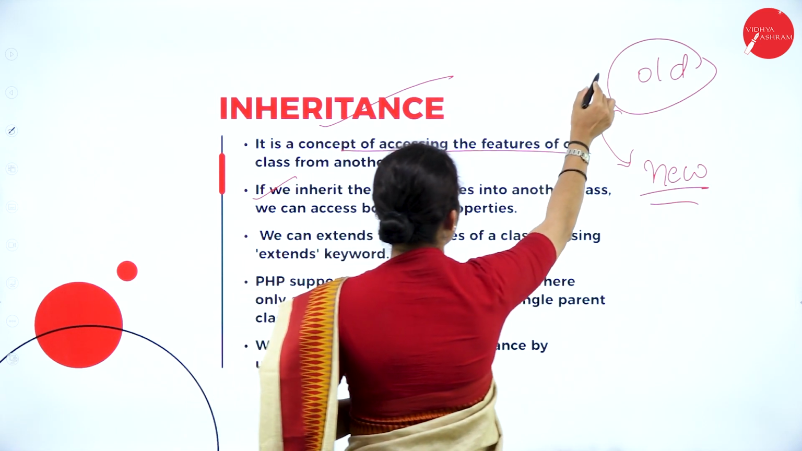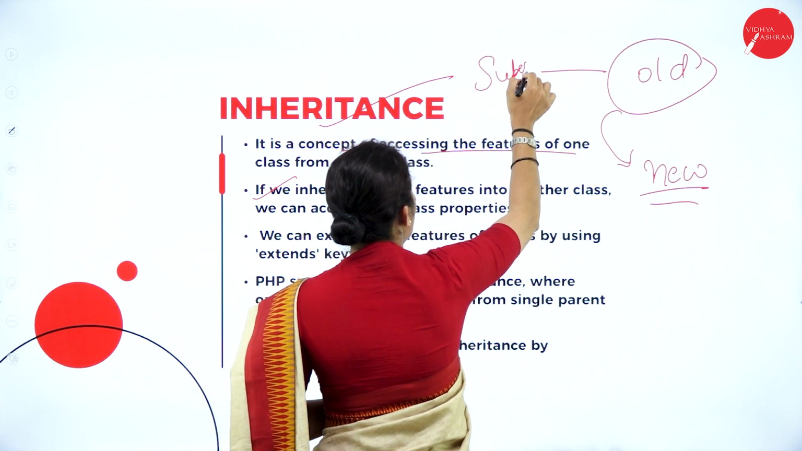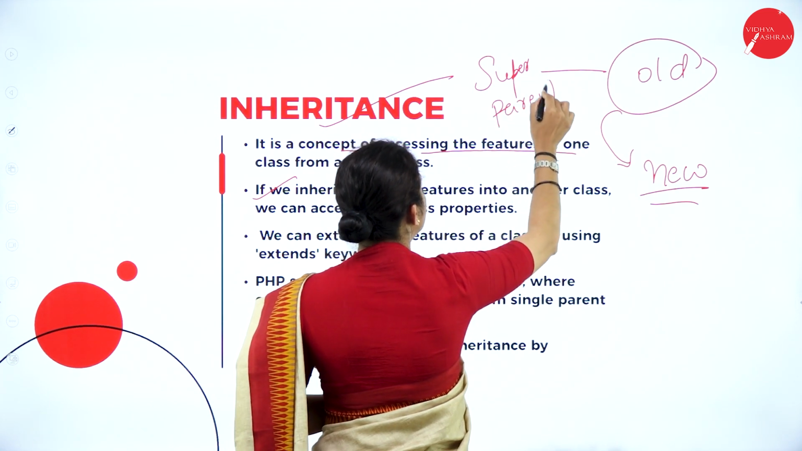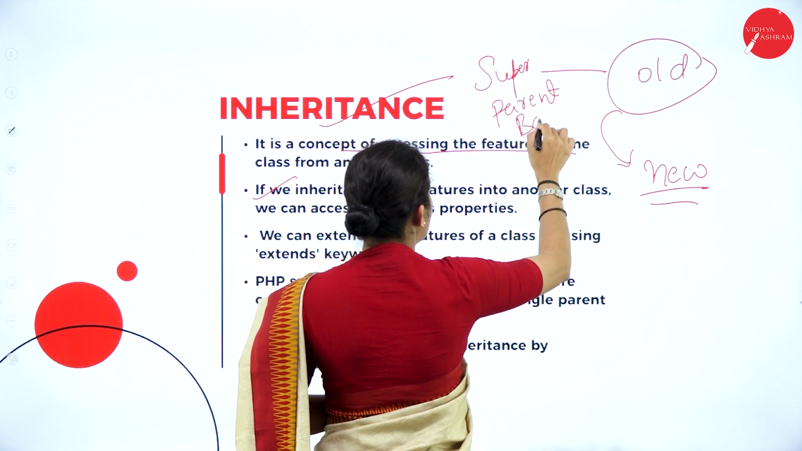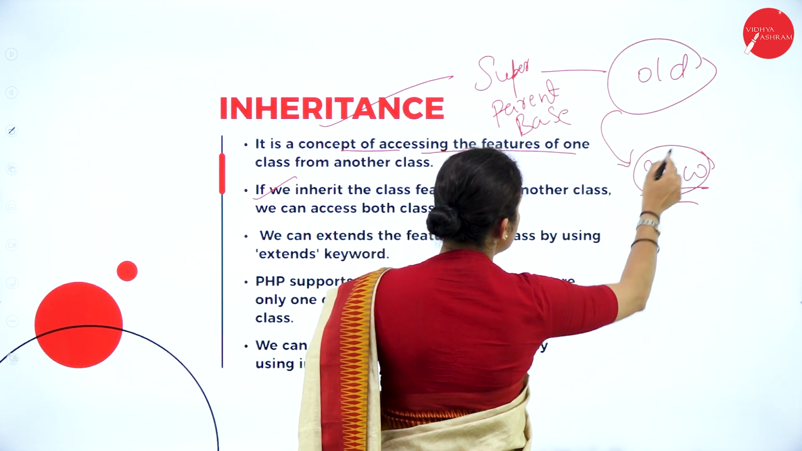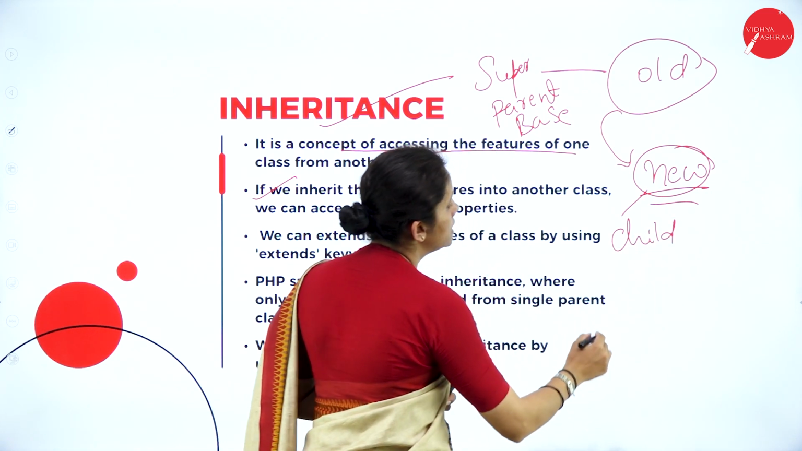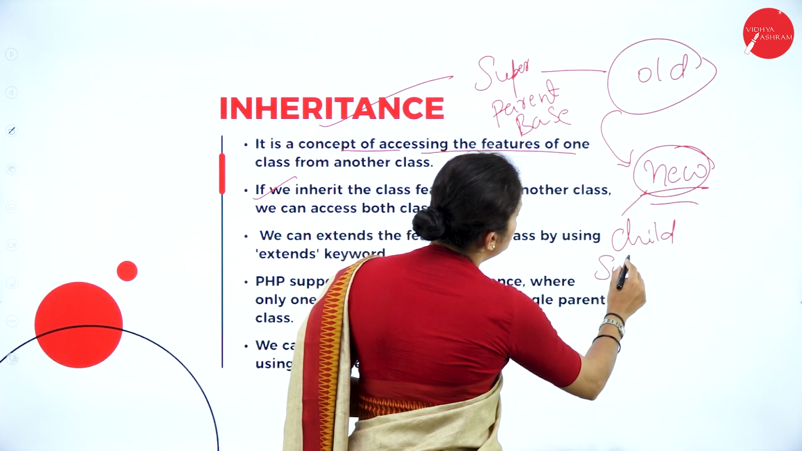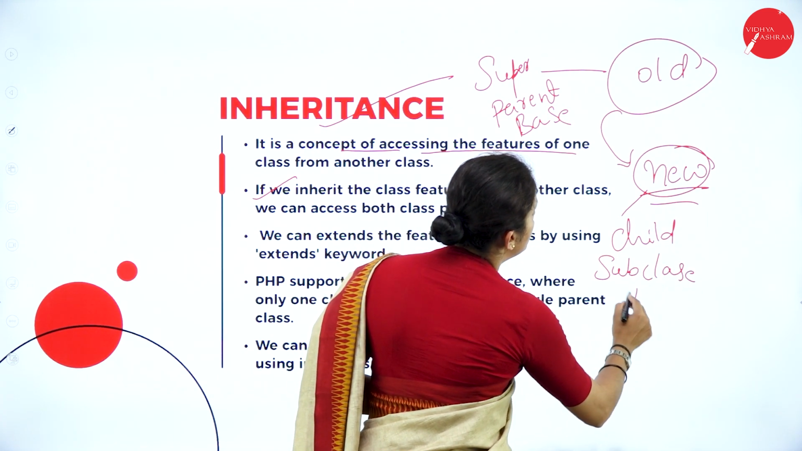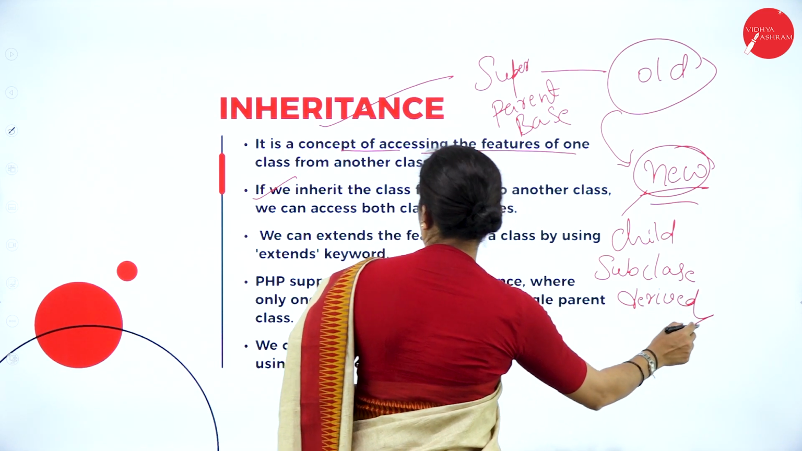This old class is called by the name superclass, or parent class, or base class. And what about the new class? This new class is nothing but the child class, or the subclass, or the derived class.